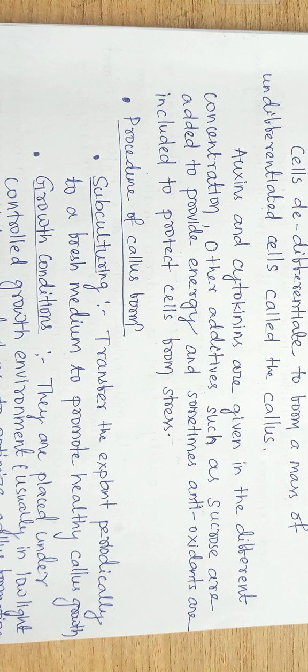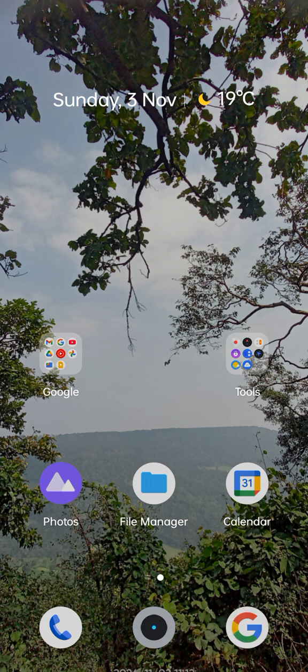Auxins and cytokinins are given in different concentrations. Why? Because if we want to produce root, or if we want to produce shoot, we have to look at that.